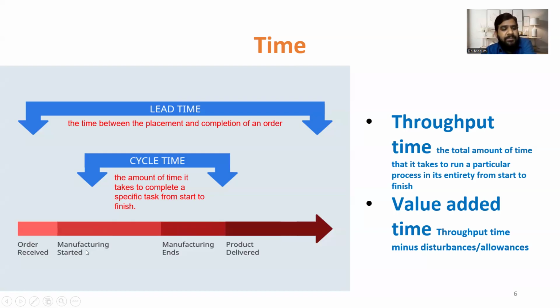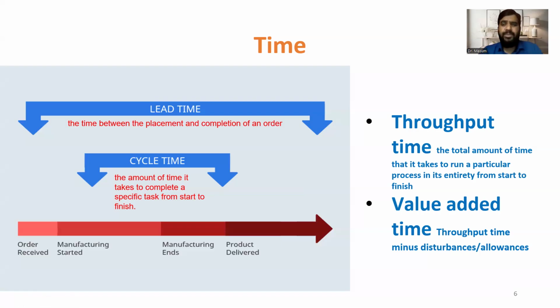While you have started manufacturing, maybe there is some machine breakdown. So when the machine breaks down, the production will stop. Maybe a raw materials crisis, you cannot start manufacturing. Maybe the workers are sick, they cannot join in manufacturing. So there are some disruptions during manufacturing. These disruptions in operations management are known as allowances. You will deduct the allowances or disturbances from the throughput time. That will be your value-added time.